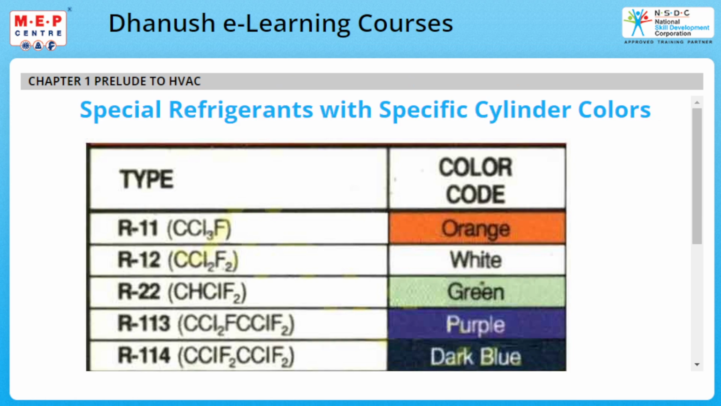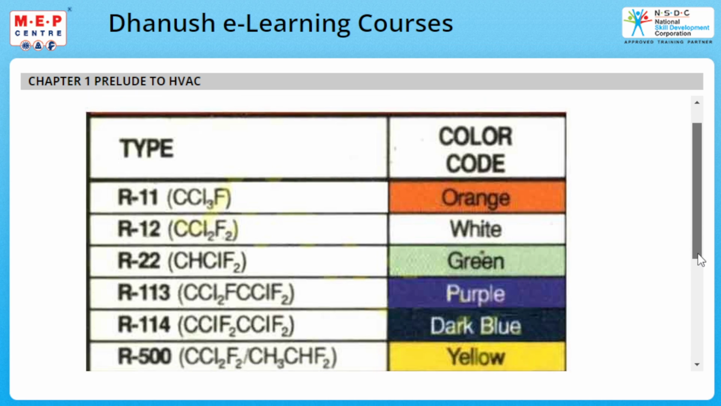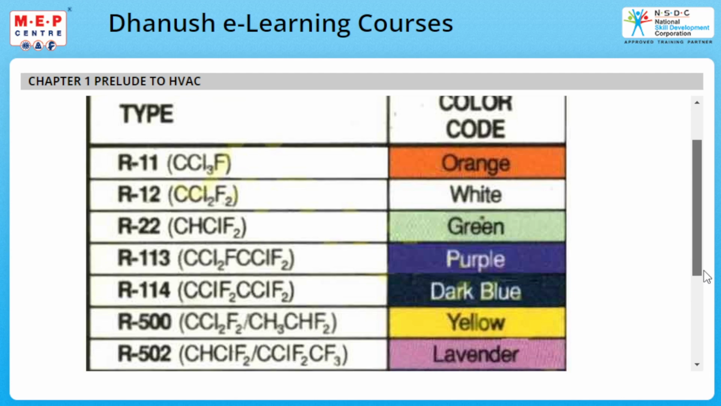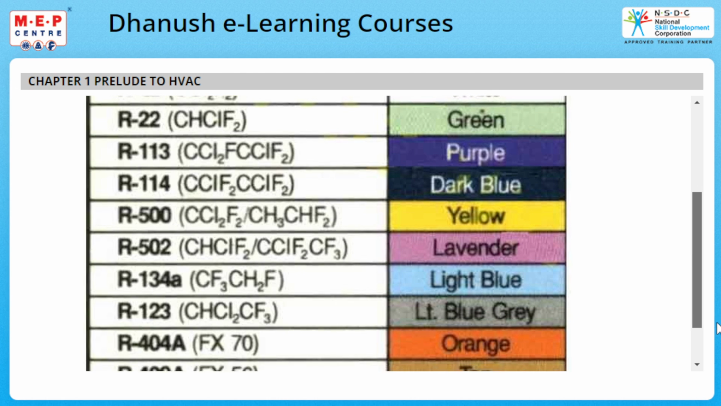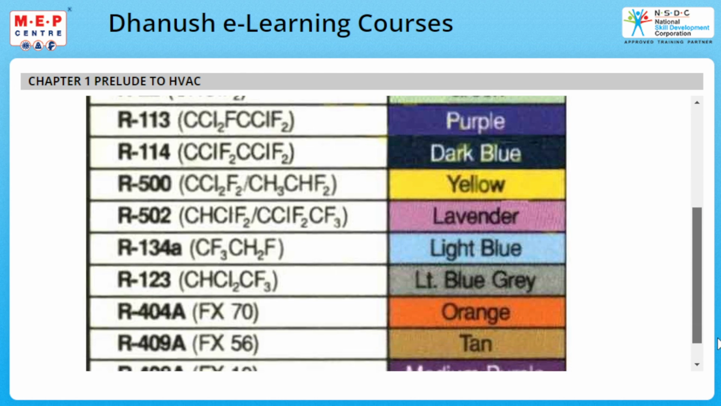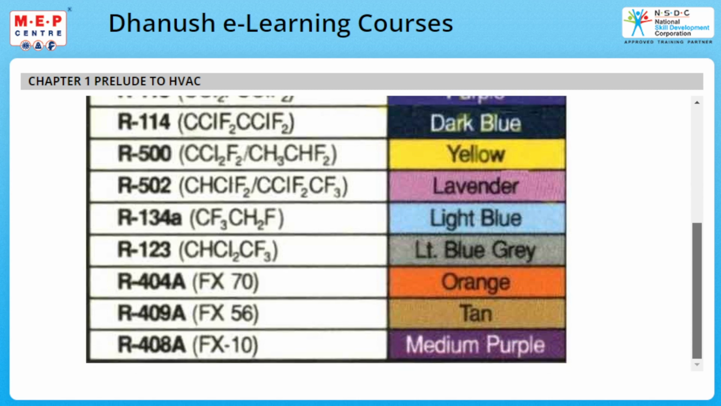Here, refrigerants with specific cylinder colors have been shown as per ASHRAE. CFCs refrigerants: R11 orange color cylinder, R12 white color cylinder, R13 light blue, R502 light purple color cylinder. HCFCs refrigerants: R402B green brown olive, R408A medium purple, R409A medium brown or tan.